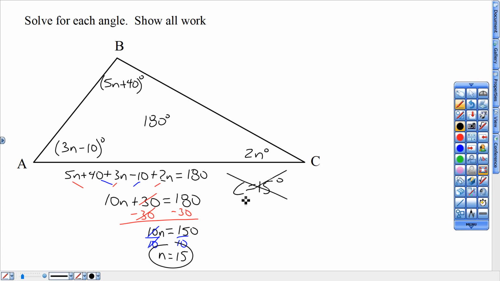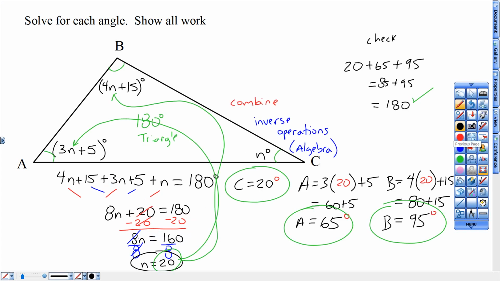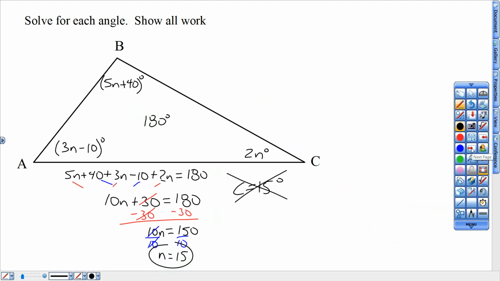But just remember, for this one, C does not equal 15 degrees. Got to be careful. On the last one that I gave you, it equaled that right away because this was just plain old n. But for this one, be careful, it's 2n. So when I take that and plug it in, rope. That will solve for C, A, and B. So here I go. Let's do that triple plug-in.